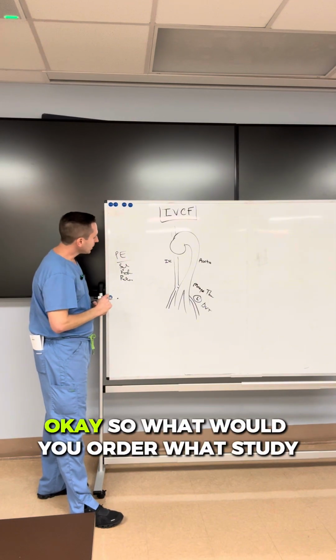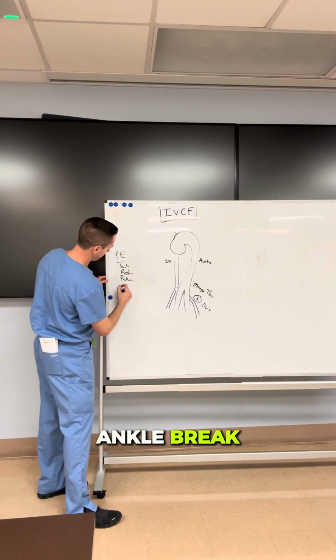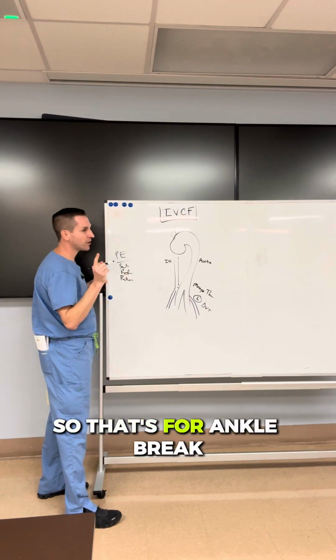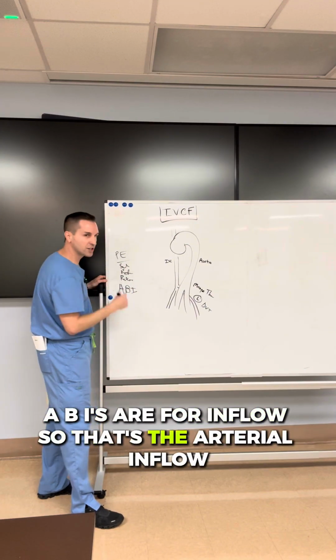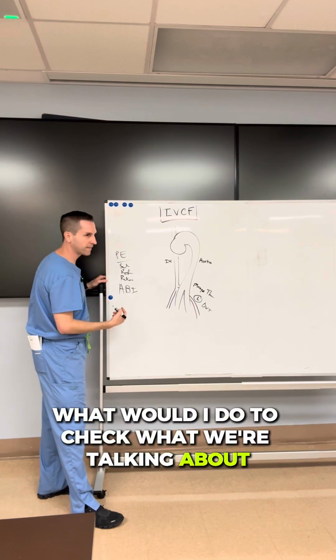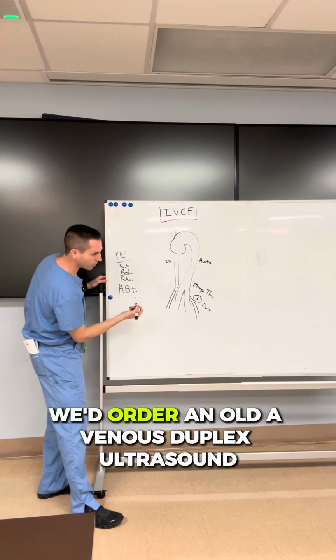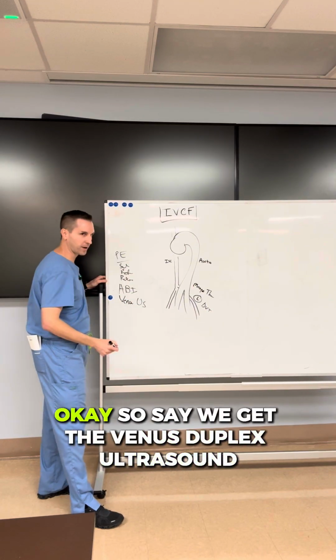Okay. So what would you order? What study? So ABIs are for inflow. So that's the arterial inflow. What would I do to check what we're talking about? You do a Doppler. Yeah, so we'd order a venous duplex ultrasound, okay?